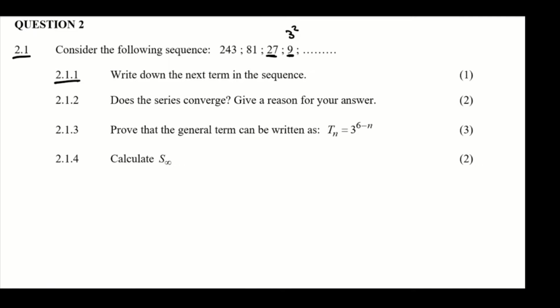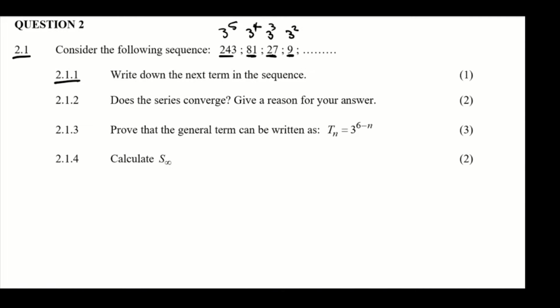And how do you express 27? It's 3 to the power of 3. Express this 81, it's 3 to the power of 4. Express this one here, it's 3 to the power of 5, right? So if you can see here, we're having an exponential form of 3. So it's 3 to the power of 2, 3 to the power of 3, 3 to the power of 4, 3 to the power of 5. This gives me a hint that this might just be a geometric sequence, right?